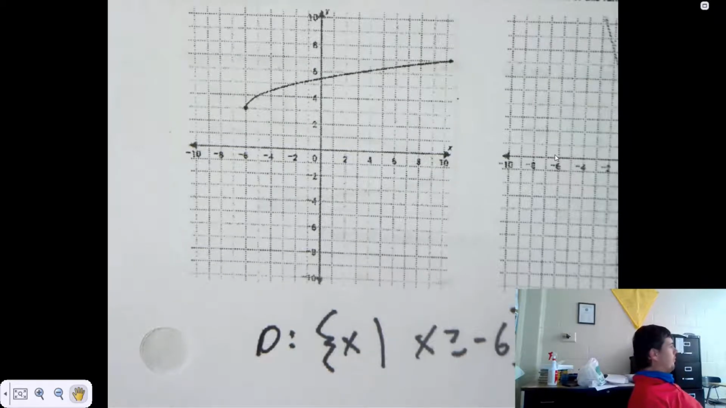Asia, can you give me the range? We'll try.